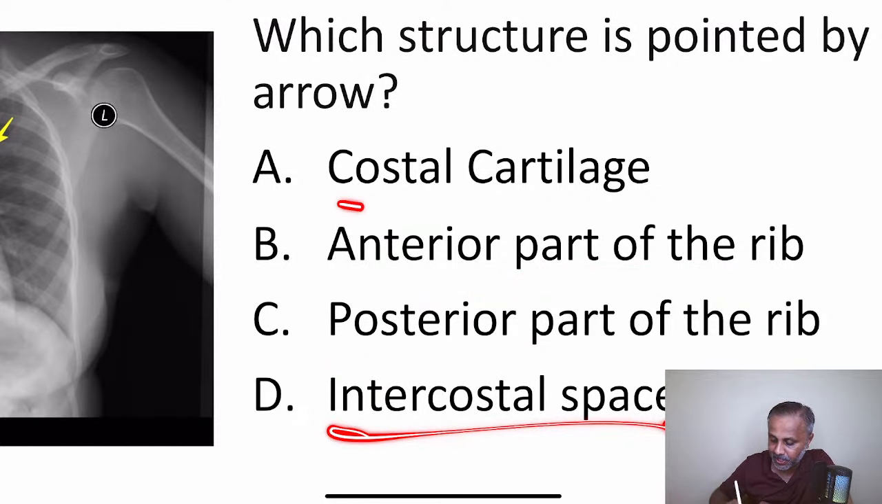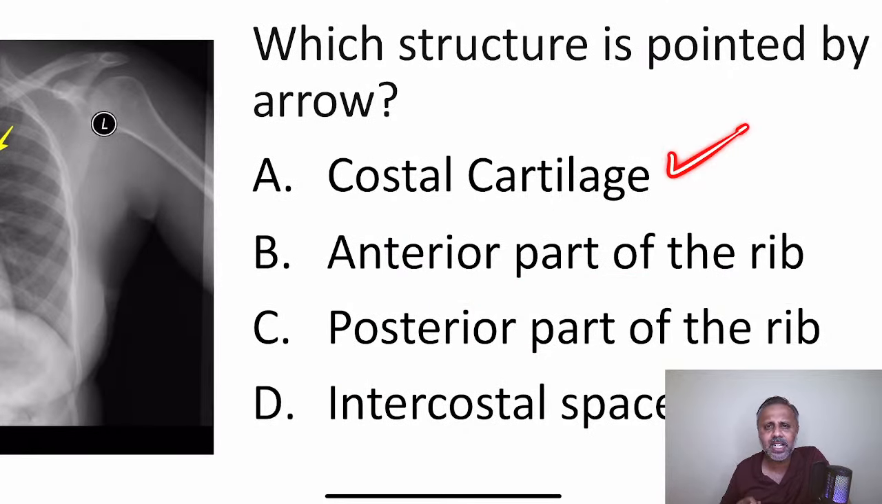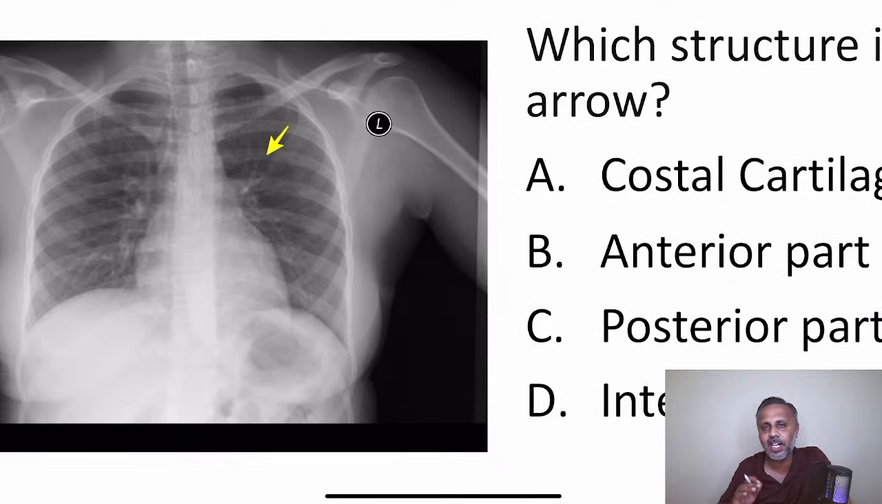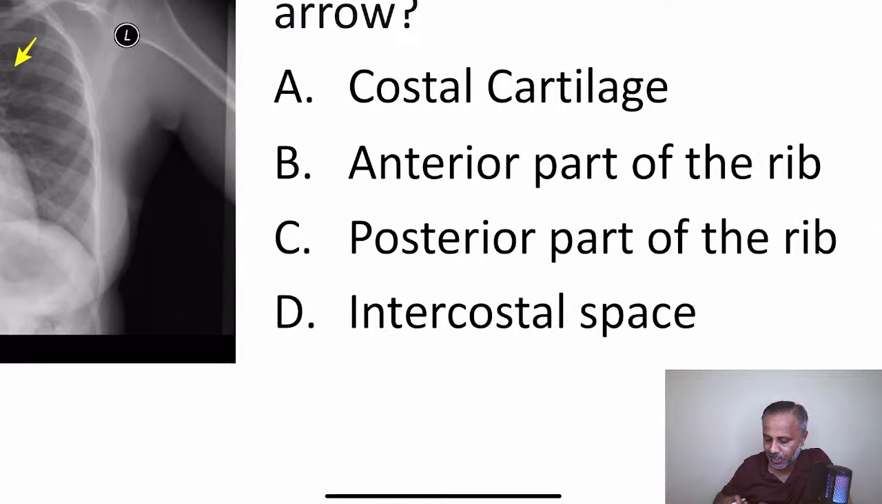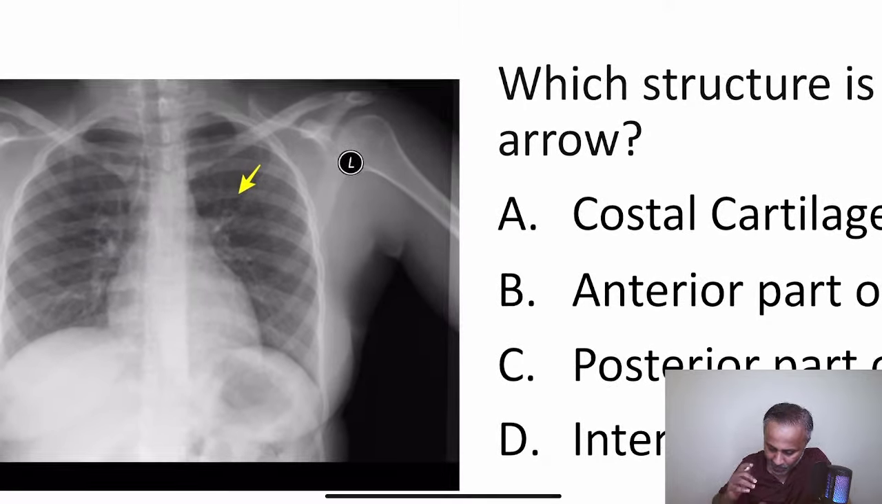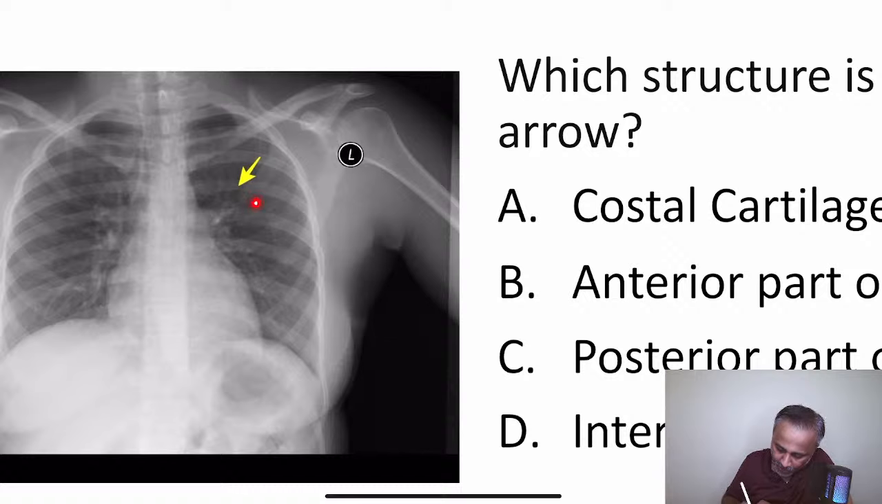There is also intercostal space. There is costal cartilage. Costal cartilage is ruled out because unless they are calcified, you cannot identify costal cartilages. So this option is ruled out. So we need to check whether it is the anterior part of the rib, posterior part of the rib, or the intercostal space. Now we can easily identify the intercostal space as these dark black areas, where you have the lung field, so that is why they appear as dark areas. Now remember, they have marked the rib, so we are sure that this is a rib. Now which part of the rib is the question.